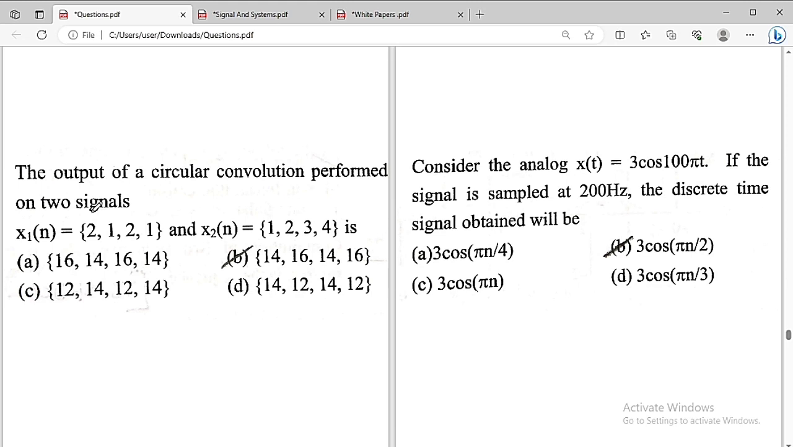and they want to find the overall circular convolution of these two signals. Of the four options, option B is the correct solution of this question, which is 14, 16, 14, 16. So let's solve this numerical.